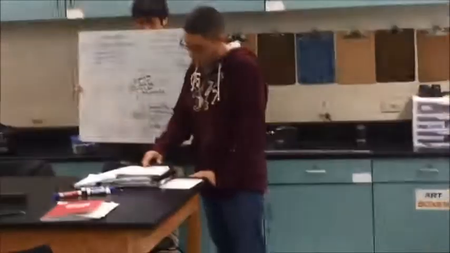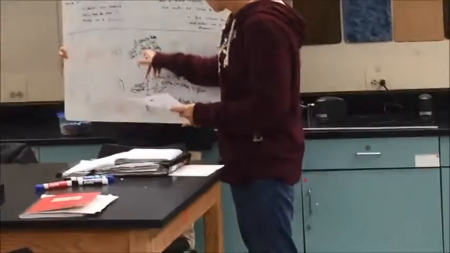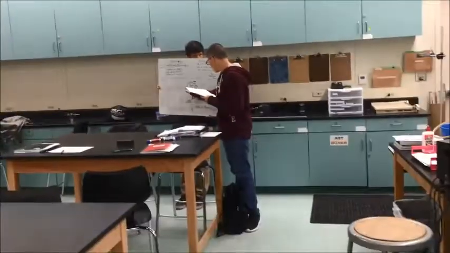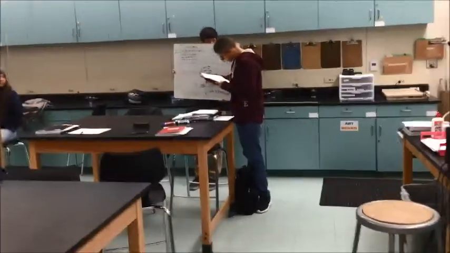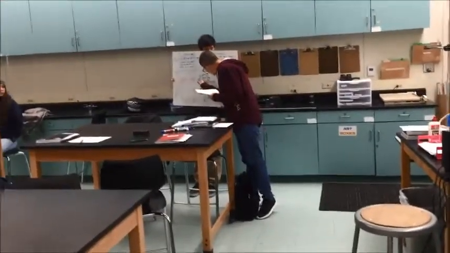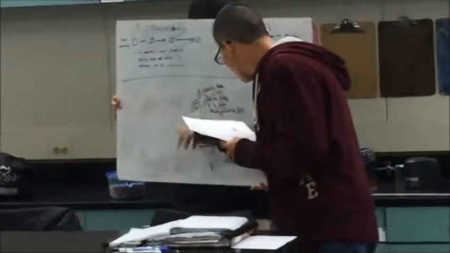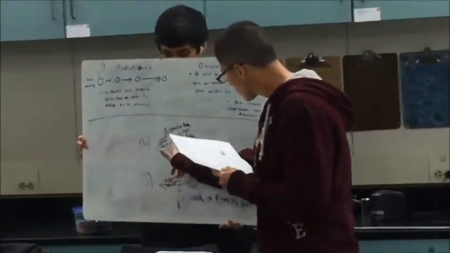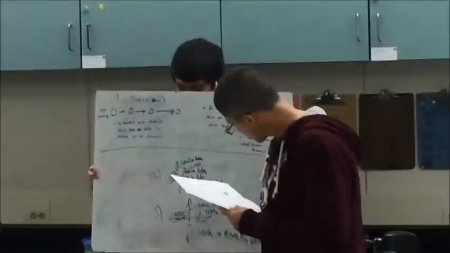And for the worksheet 1A, we had number 2 and number 3. Right here we had F normal on skater by ice. Right here we had friction on skater by skater. A little louder.